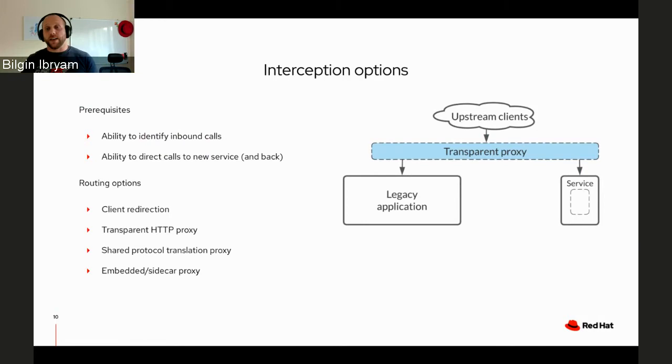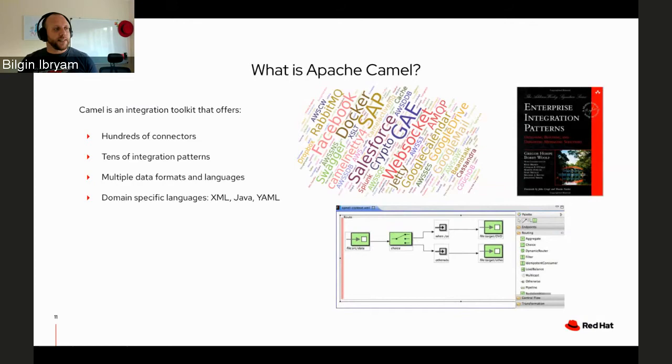So what is Apache Camel? If I have to summarize it in one slide, it is an integration toolkit which has hundreds of connectors. And chances are, whatever your legacy application is, it doesn't matter what kind of API or protocol it exposes, Camel will have a connector for it. So you can use Camel connectors for intercepting the external calls to your legacy application.